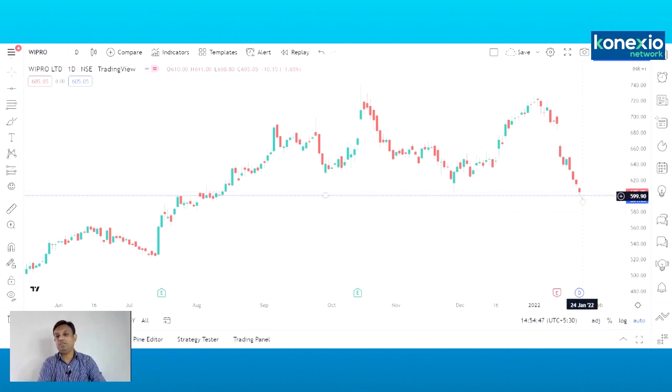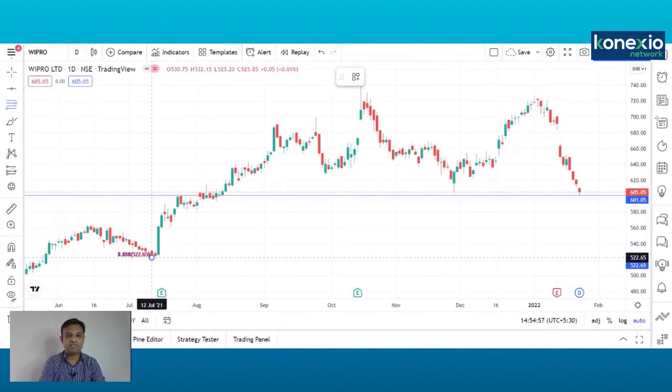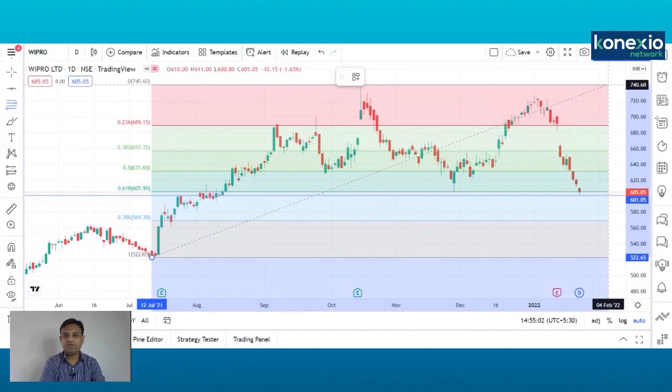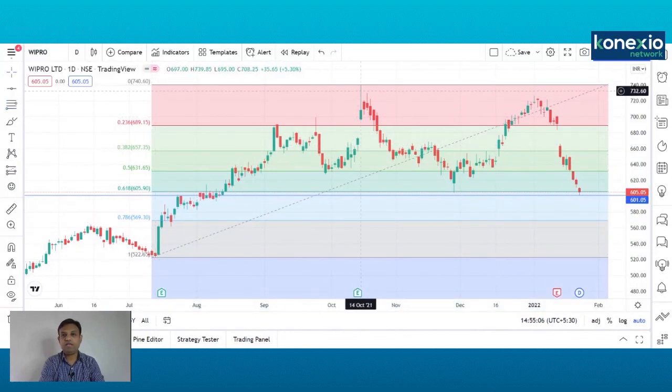Similarly, it is coming to these levels. The rally started from these levels in WIPRO. The rally started from the levels of 522. It extended till 740. Now look at this, the retracement mark. It has already corrected 61% of this rally.